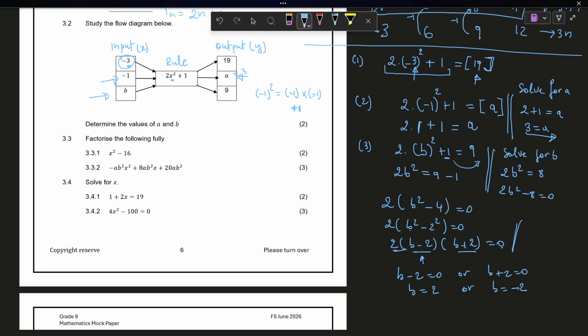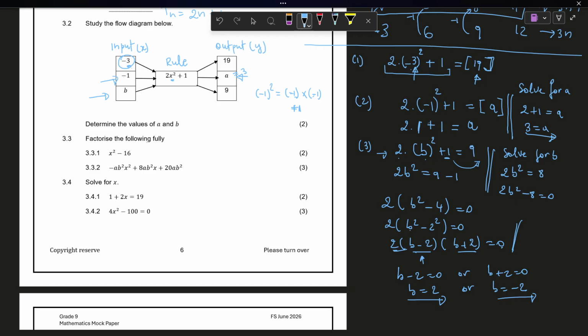So let's just double check again. Everything is fine. So this was our rule. We had to plug in the input, and from the input we just worked it out. Okay, so we've got two answers. Great. I think that was question 3.2. Now we can work on 3.3.